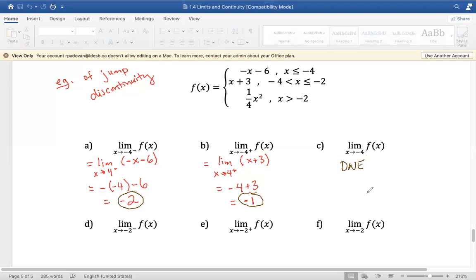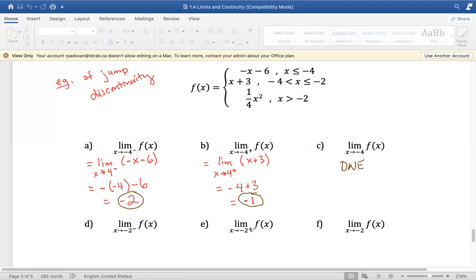Let's continue on here with D, E, and F. So we're looking at the limit as x is approaching negative 2 from the left side, as x is approaching negative 2 from the right side, and what is the overall limit as x is approaching negative 2. So I need to move this up so I can write it down. At negative 2 coming from the left, I would be in this range here. So I'd be looking at the equation of x plus 3.